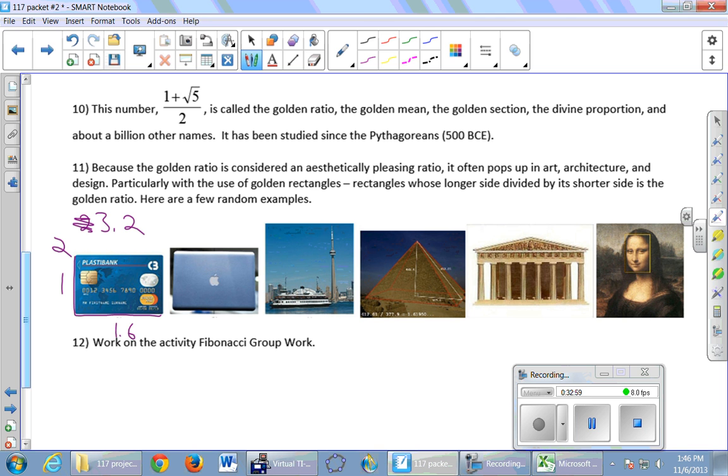Like literally, go later on, take out a credit card and get your ruler out and calculate the ratio, and I bet you get something really close to 1.6. And if you have a laptop somewhere handy, measure the short side, measure the long side, divide, and you're going to get something pretty close to this 1.6.